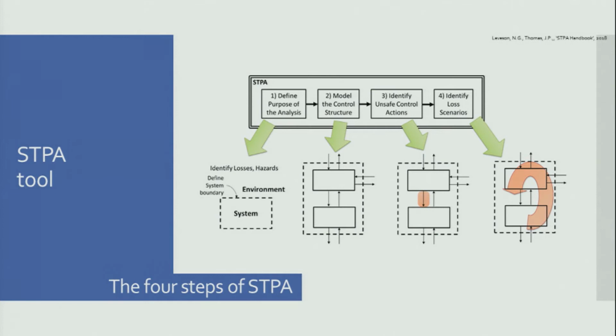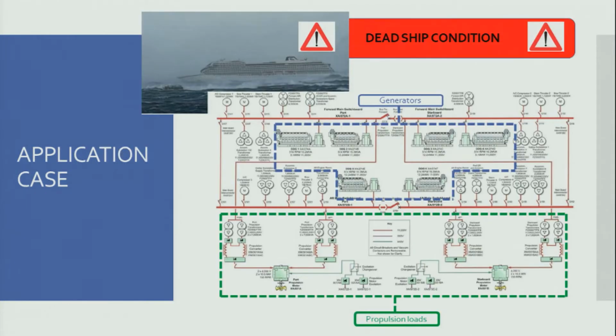So the other steps are to model the control structures, then to identify the unsafe control actions, and then to identify the loss scenarios. The kind of application case that we would like to develop is a dead ship condition. Dead ship condition for on board large cruise ships. Dead ship condition means that the ship is without energy, and in our case we are focused on the hazard that the ship is without propulsion.